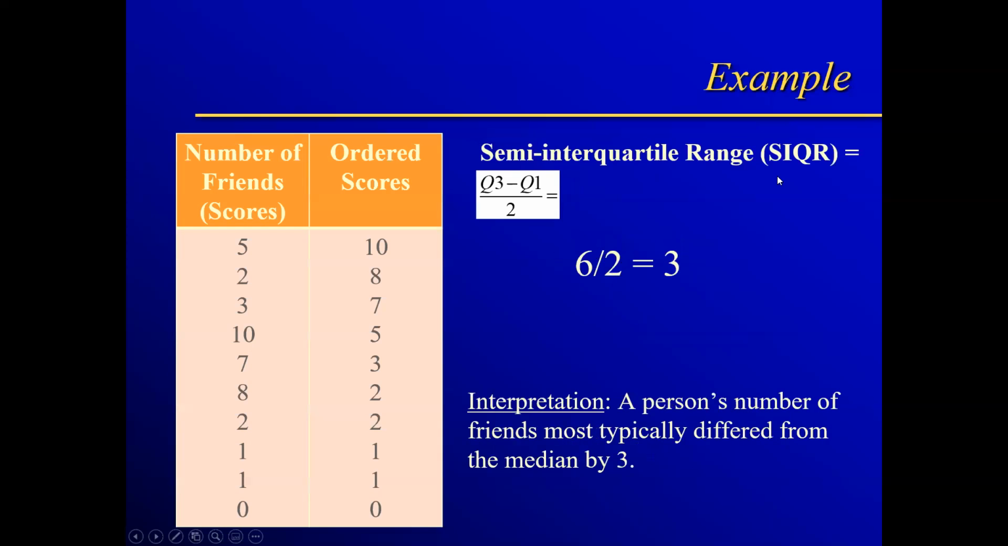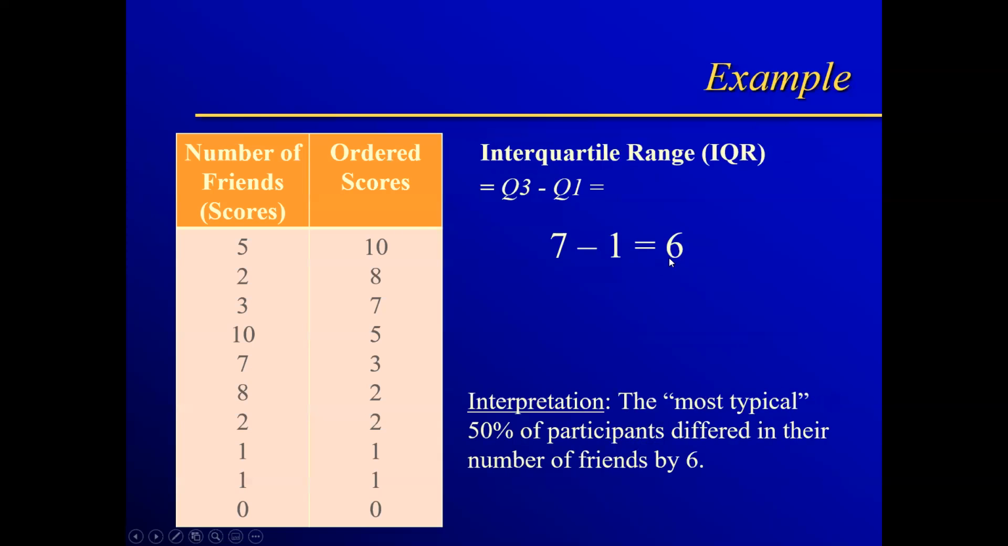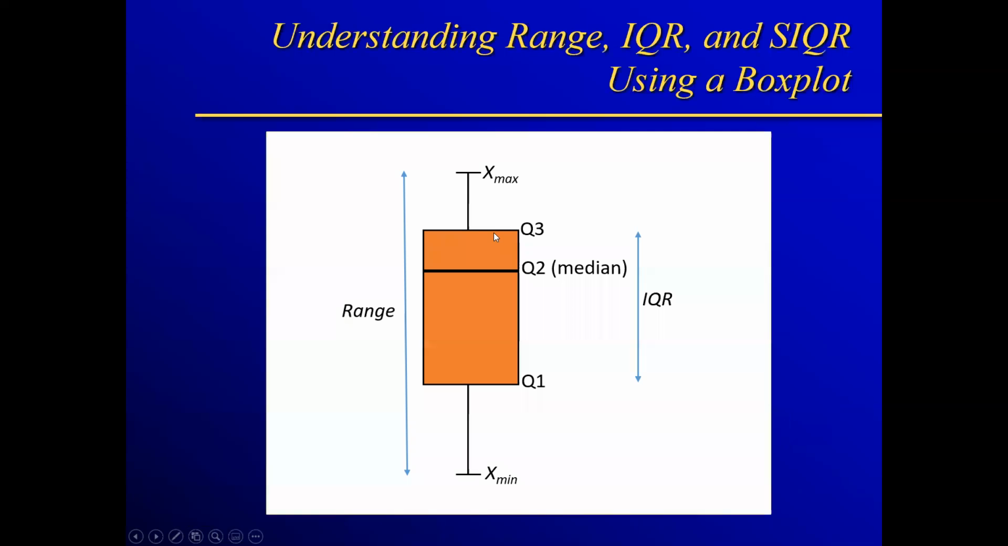And then the semi-interquartile range is just 6 divided by 2. So that interquartile range divided by 2, and it's 3. So a person's number of friends most typically differed from the median by 3. So we know in that 50% distribution right here, that orange, people differed from the median on average by 3. So they strayed from that median by 3 friends.